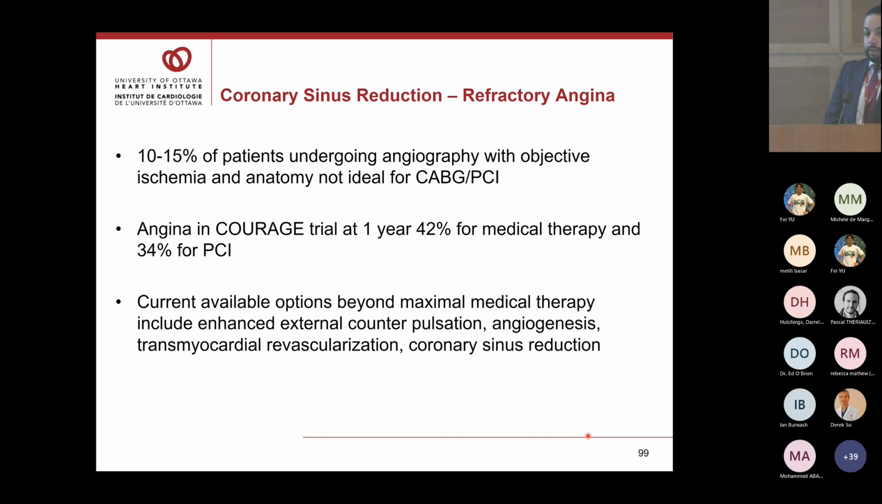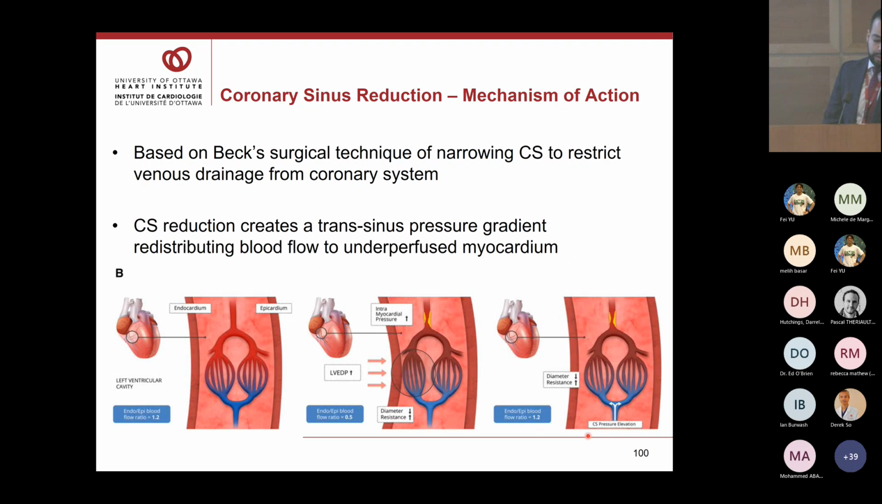Based on a surgical technique, there's this idea that if you create a stenosis, or reduce drainage from the coronary sinus, you can actually create a transinus gradient. So if you don't let blood flow come out of the coronaries, you increase the pressure gradient and you redistribute flow to underperfused myocardium. With exercise, normally what happens is your subepicardial arteries all constrict, and that's why some patients get angina. But if you increase this gradient, you can actually improve flow to the subendocardium and potentially reduce angina.